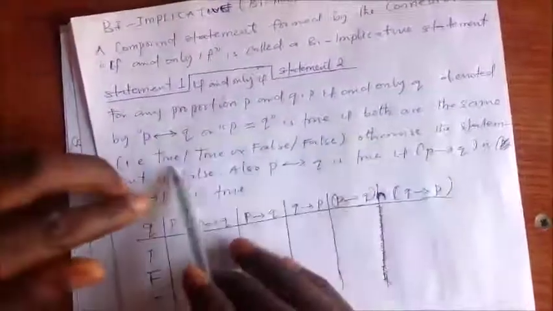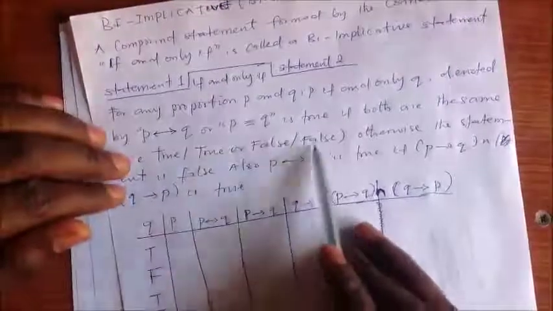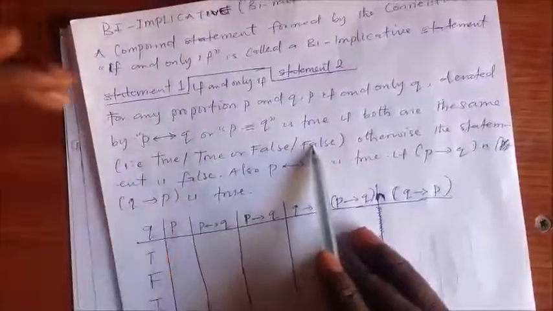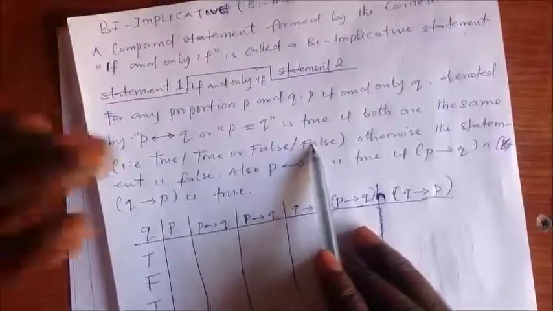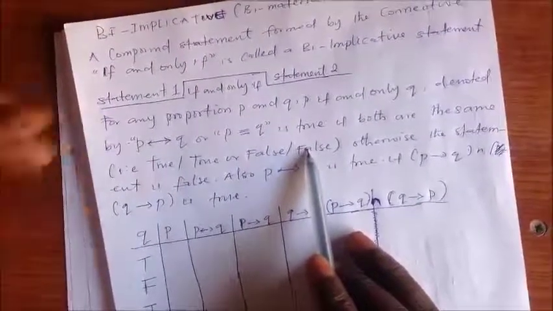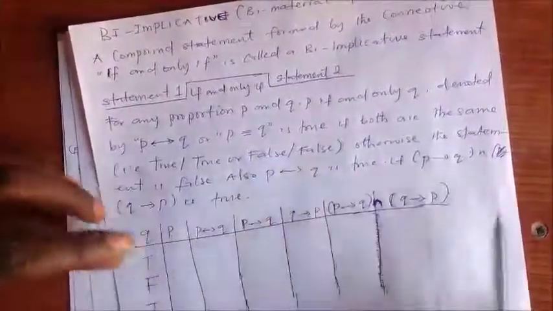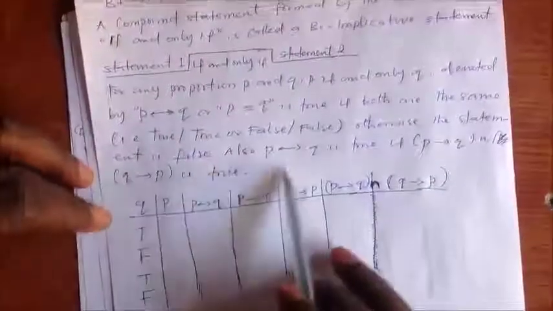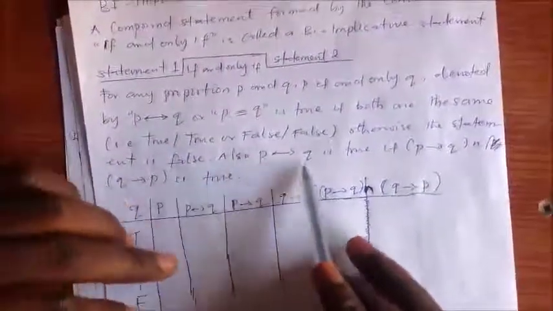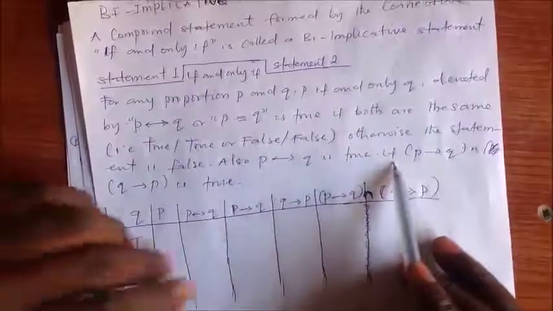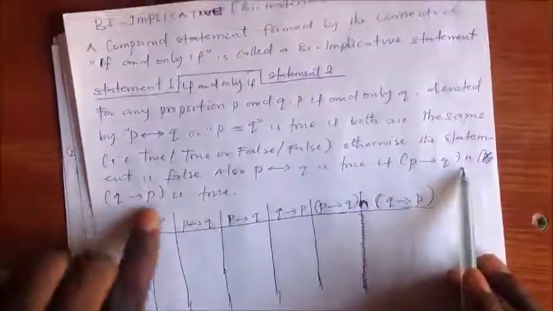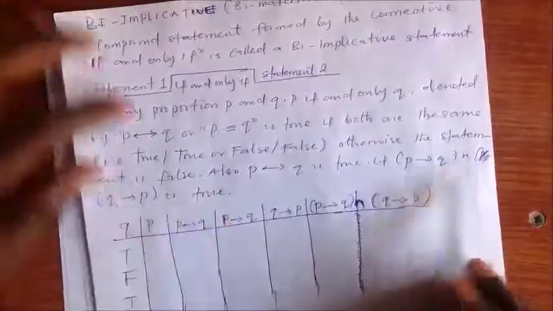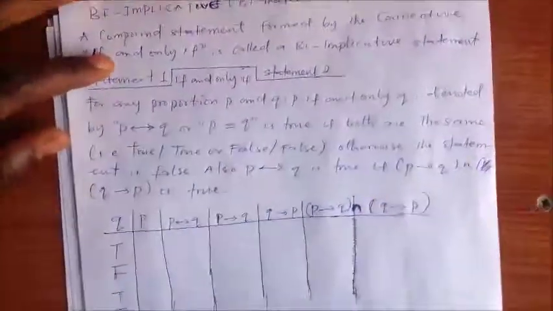That is, if true, then true. If false, then true. Otherwise, the statement is false. Meaning, we cannot have true, false, or false, true. It must be both true or both false. That's what the statement is trying to say. Also, P bi-implicative Q is true if P implies Q is true and Q implies P is true. Now let's justify this using a truth table.